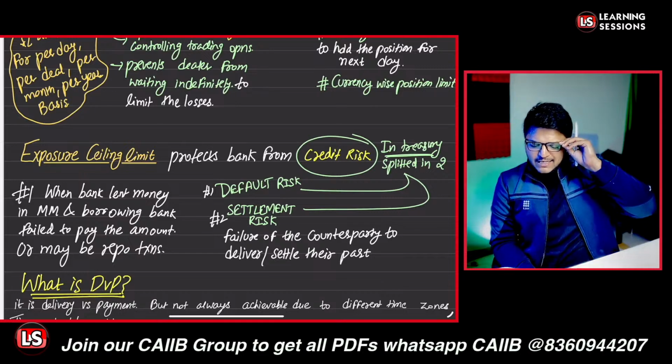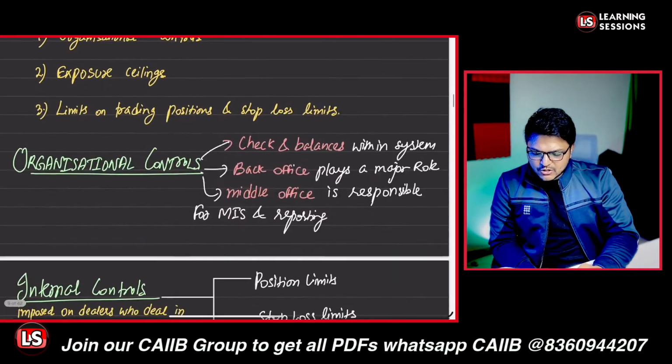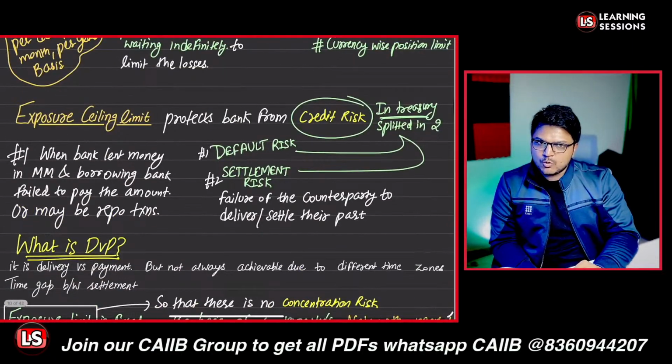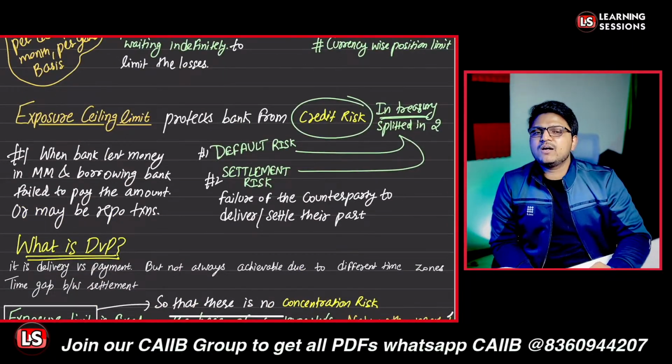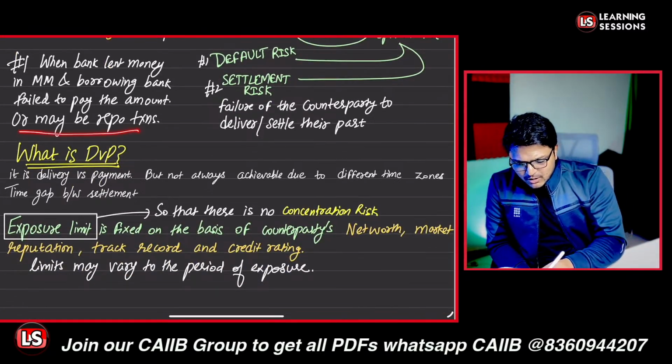Now, that was related to the different types of controls and limits. One was organizational controls, the other was internal controls, and further the exposure ceiling limits. So we have learned them all. Now it's related to DVP. What is the concept of DVP?